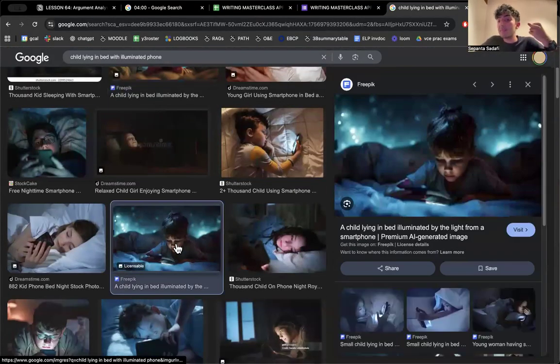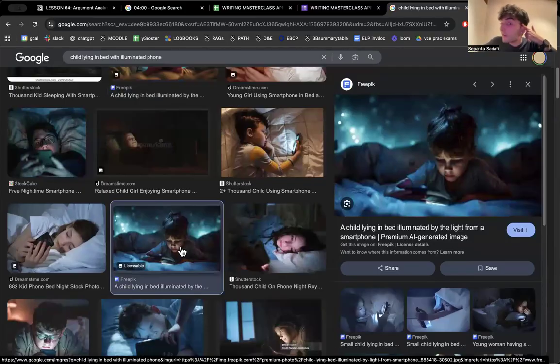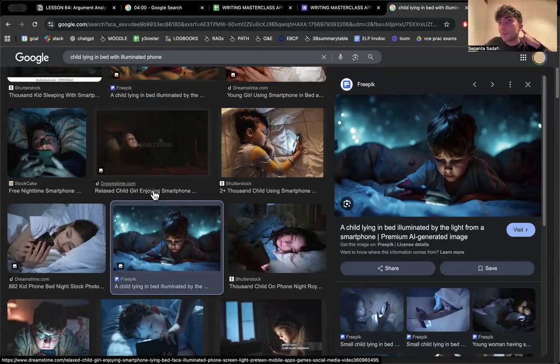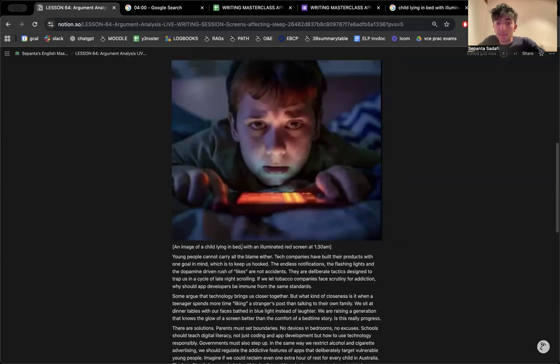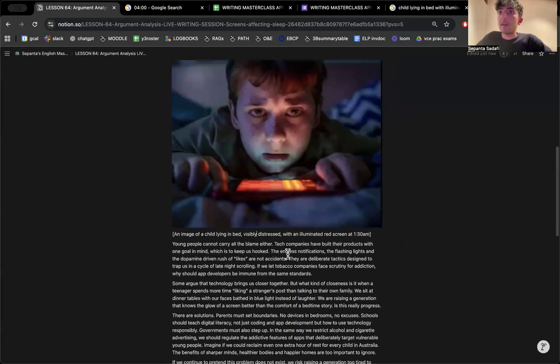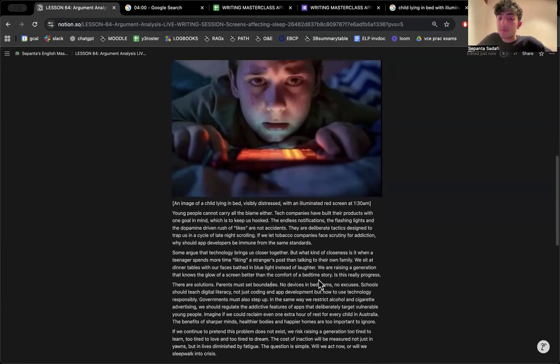Wow, the stock image industry is absolutely dead now because of AI generation. Stock images are absolutely worthless, right? An image of a child lying in bed, visibly distressed, 1:30 a.m., right? And I did write it. Yes, that's true, Priscilla. I wrote this whole persuasive text.